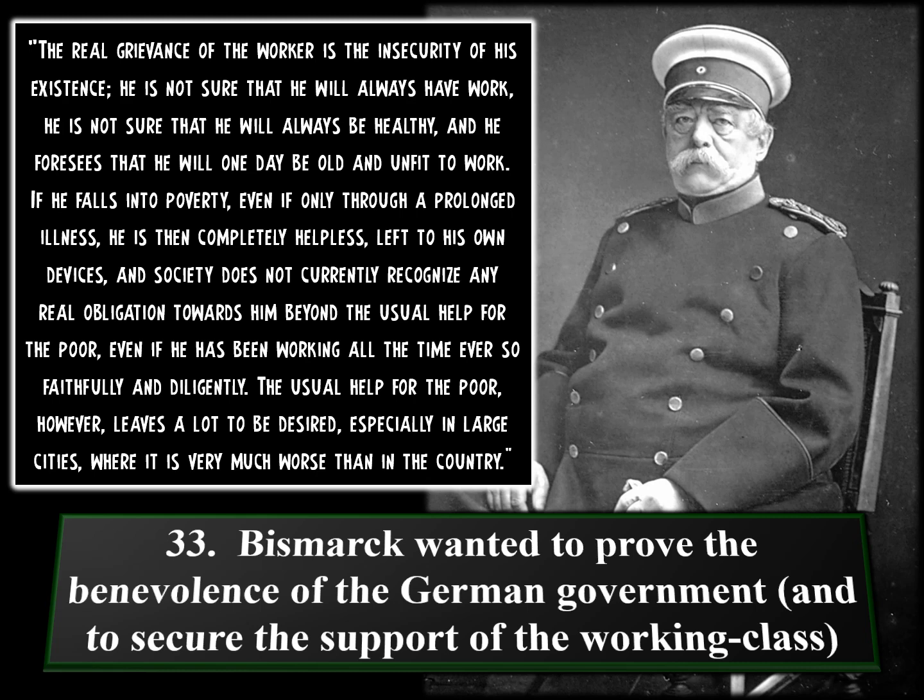If he falls into poverty, even if only through a prolonged illness, he is then completely helpless, left to his own devices, and society does not currently recognize any real obligation towards him beyond the usual help for the poor, even if he has been working all the time ever so faithfully and diligently. The usual help for the poor, however, leaves a lot to be desired, meaning charity, especially in large cities where it is very much worse than in the country.